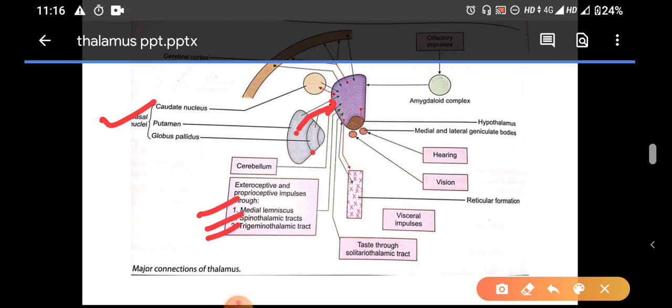For the vision it will go to lateral geniculate body. From the hearing it will go to the medial geniculate body. This is the reticular formation. Fibers will go to the thalamus.